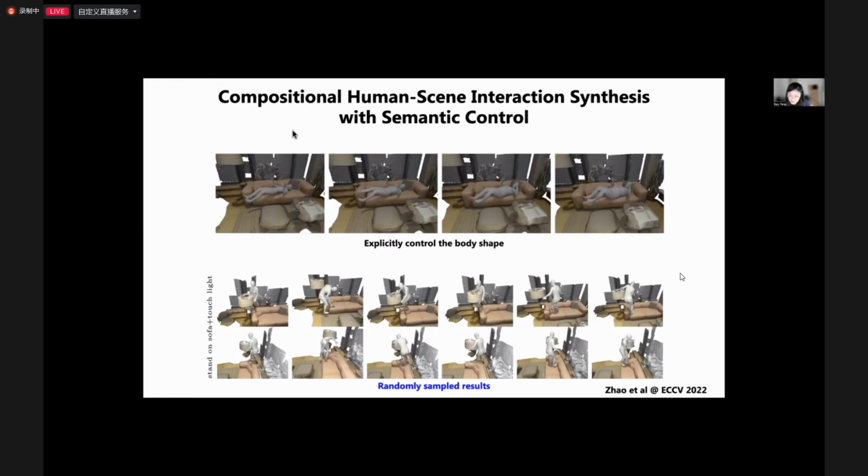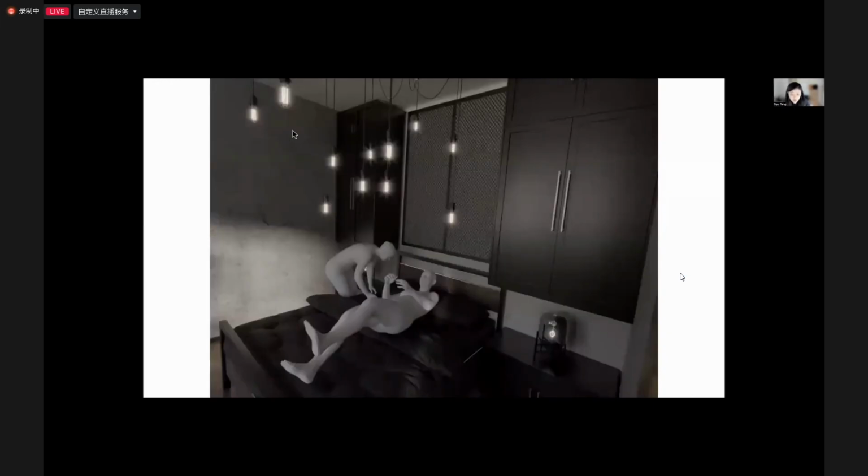So you can see the body has some weird poses to touch the lights, but it's really trying to touch the lights. And the key is to leverage this attention mechanism of the transformer architecture. Yeah, for more details, please check the paper, and the code is available.